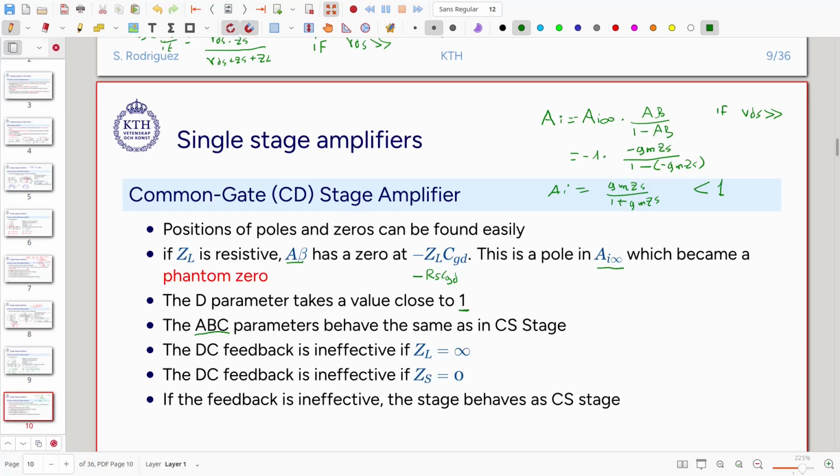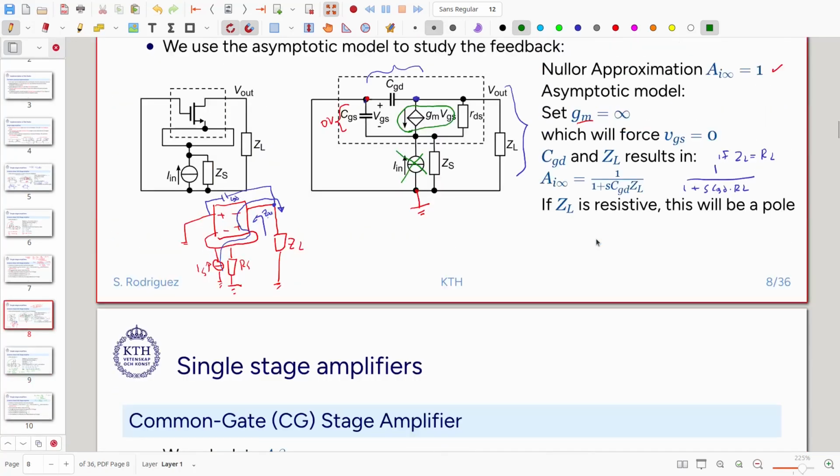Now, when we analyze the equation, we can see something interesting. Let's take the first one, this one. If the source resistance is small or close to 0, then the feedback disappears, and then the current gain is equal to 0. So what happens when the source resistance is 0? This is a wrong model.